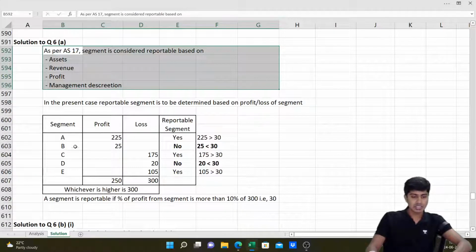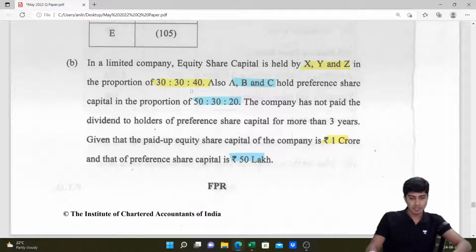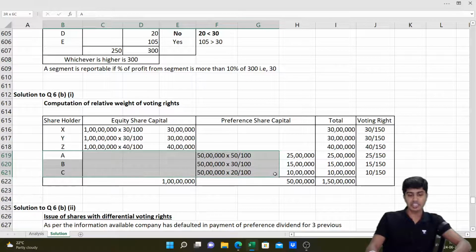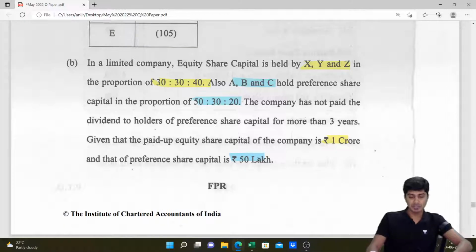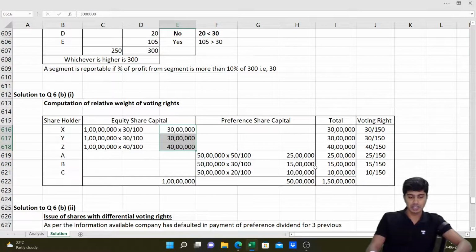See this shareholder XYZ 1 crore 30, 30, 40 ratio equity share capital. And then ABC preference share capital 50, 30, 20 ratio. If I split this, I'll get 30, 30, 40, 25, 15, 10. So I'll add both. I'll get 1 crore 50 lakhs here. Write the same amounts here 30, 30, 40, 25, 15, 10.